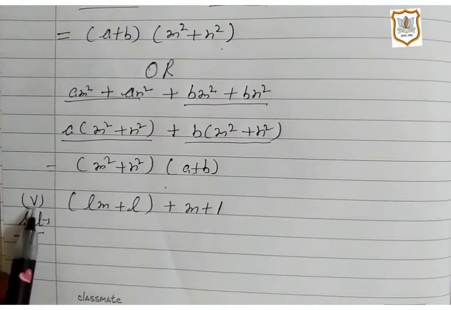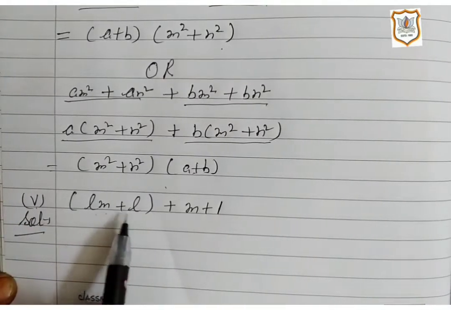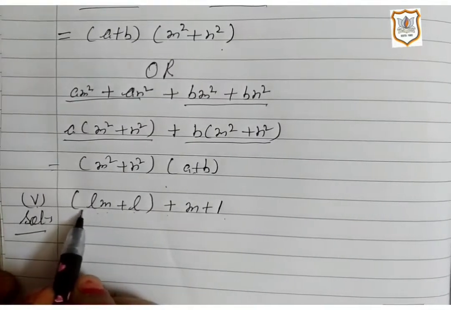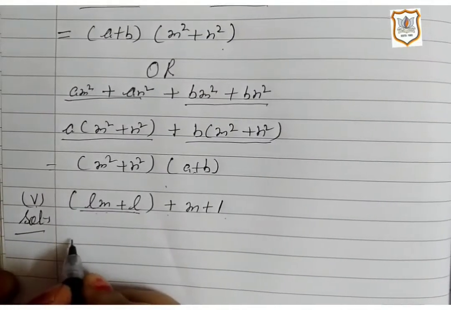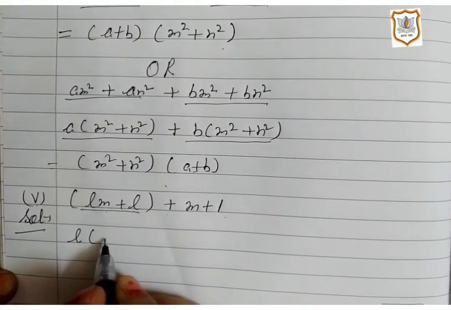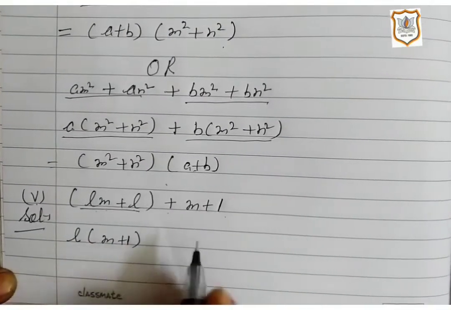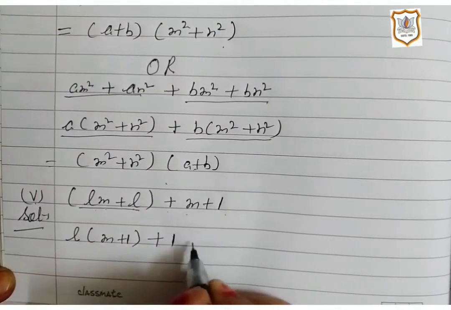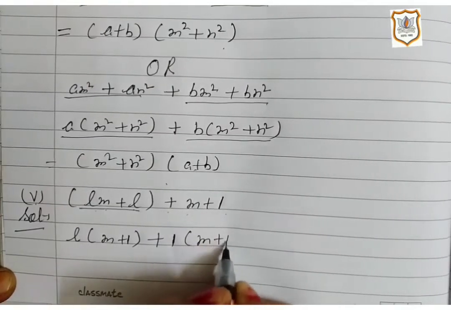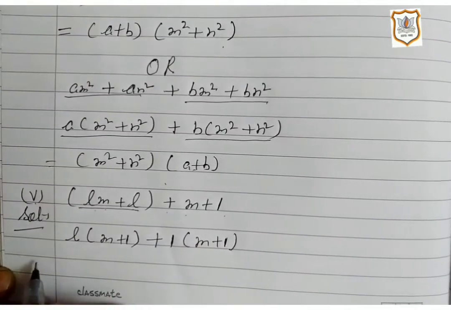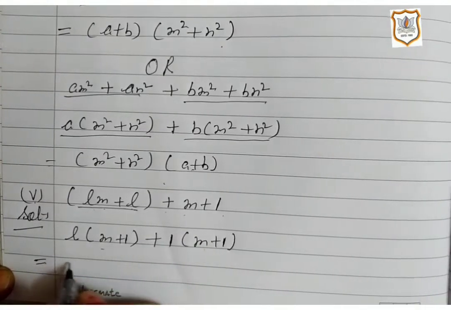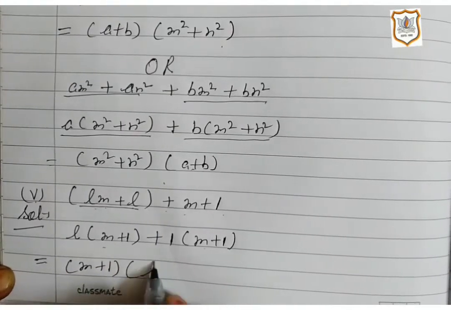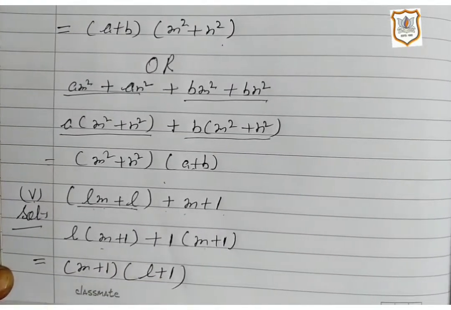Now we move to the fifth part of question number 3, lm plus l plus m plus 1. Here first we will take the common factor of lm plus l, that is l. In the bracket we will write m plus 1, which is in the place of l, then plus the common factor of m plus 1 is 1, and in the bracket we will write m plus 1. Now we will write the common factor first, that is m plus 1. In the bracket we will write m plus 1, and then the other factor is l plus 1.